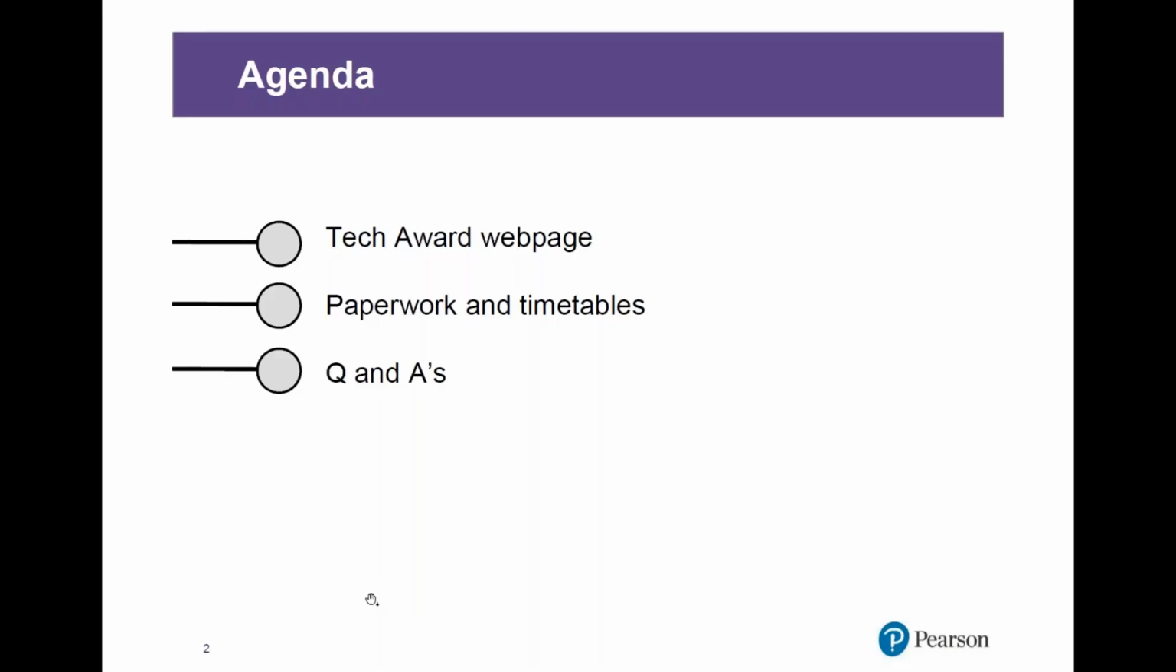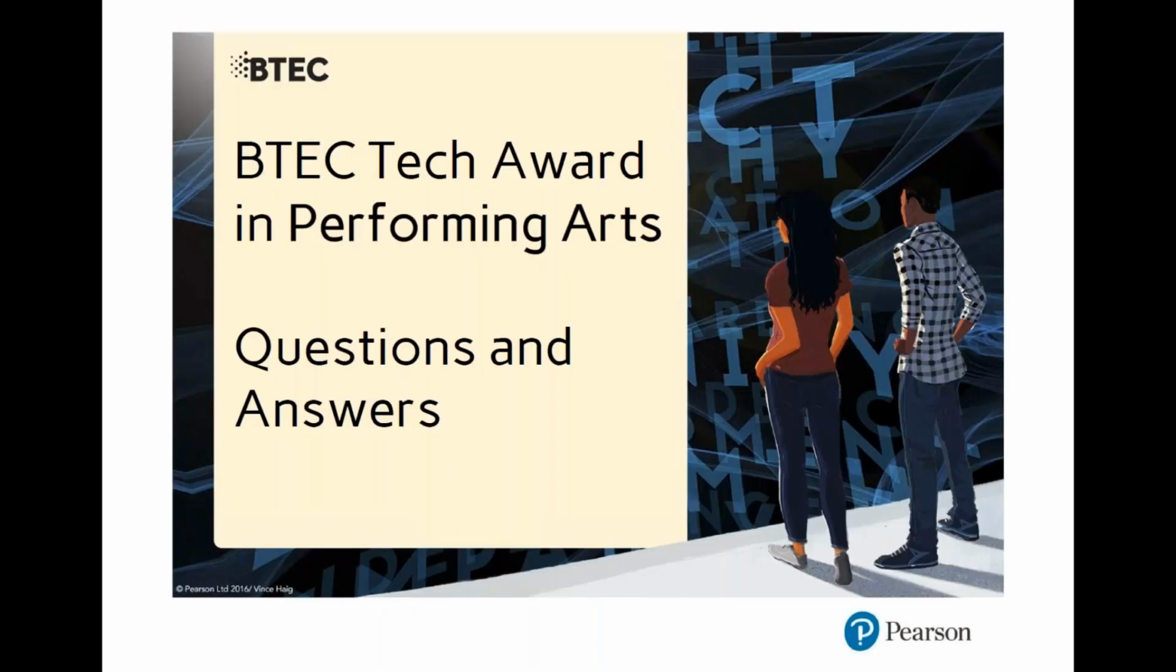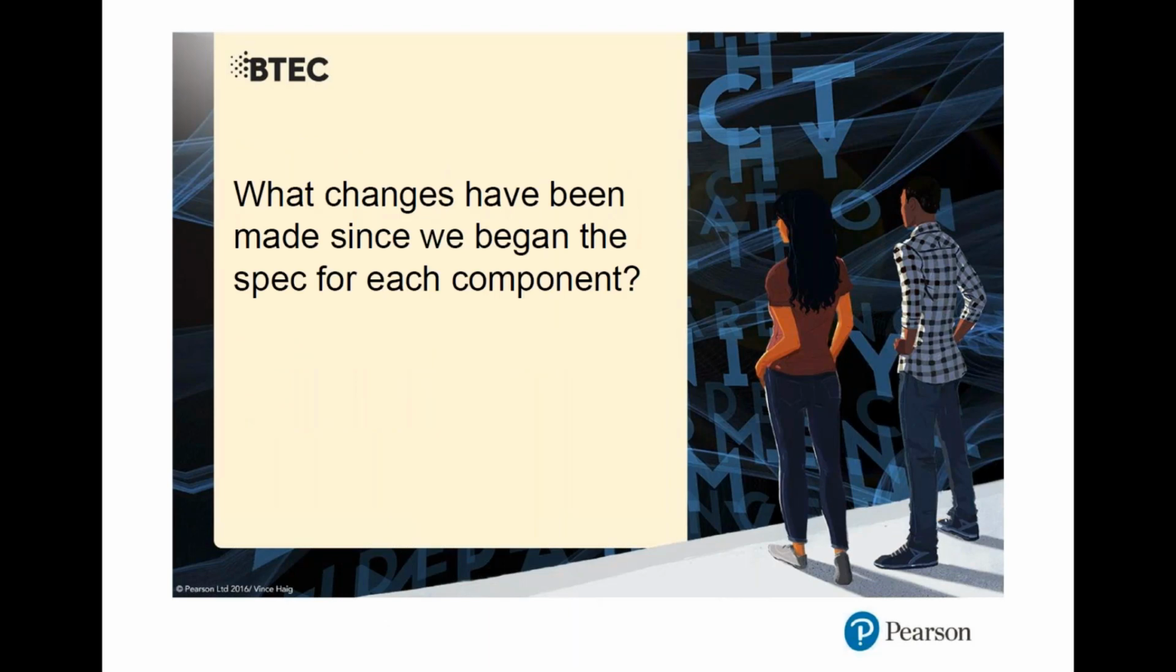That's enough of the website for now. Let's move on to the FAQs. And the first question is about what changes have been made since we began the spec for each component. Since 2017, there have been 3 significant changes to the specification. The first one is the inclusion of production design, and it's now possible for students to focus on design in all 3 components.